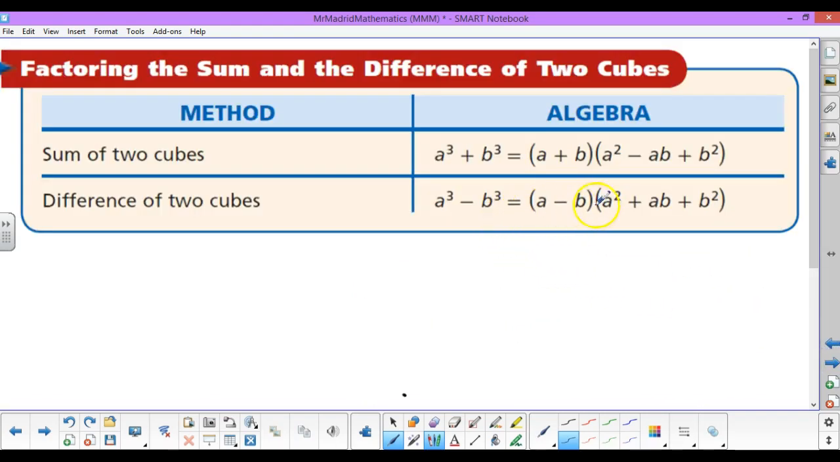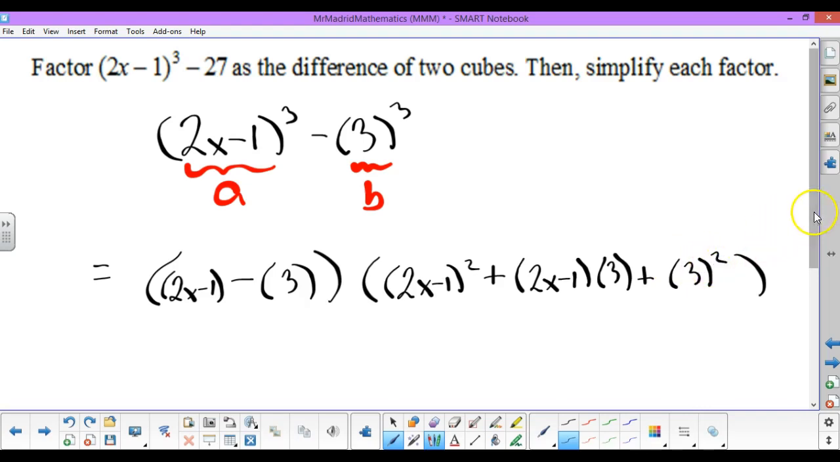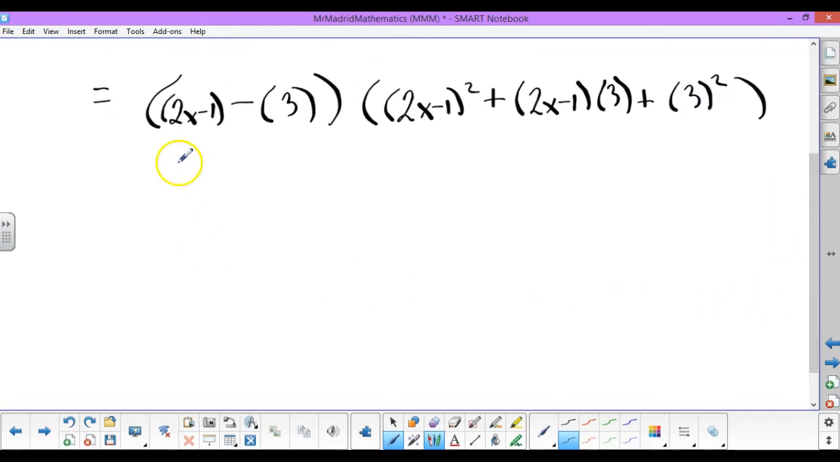I'm going to come back in here, and now I need an a squared, ab, and b squared. I think I got this memorized. So I need an a squared. In the middle I need ab, so 2x minus 1 times 3, and then lastly I need a b squared, which is 3 squared. I'm careful not to make the mistake here again. And now let's have some fun and just carry out the math. Up in here, we have basically 2x minus 1 minus 3, so that's 2x minus 4.